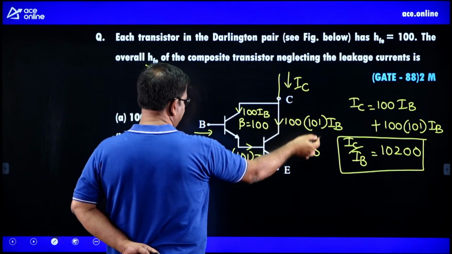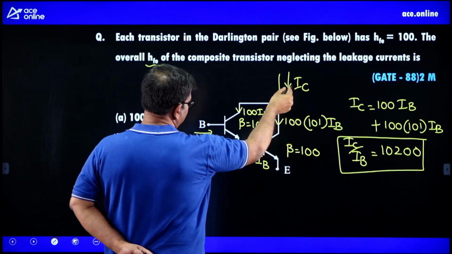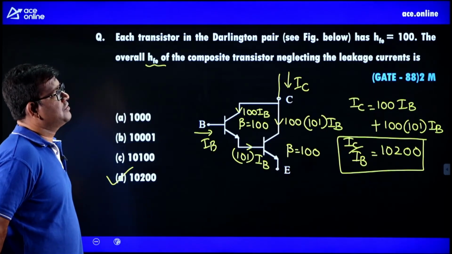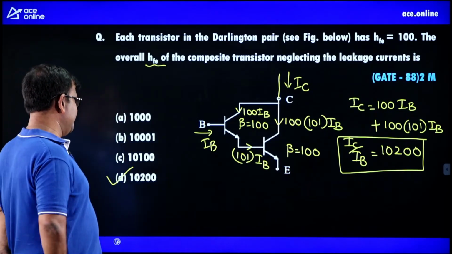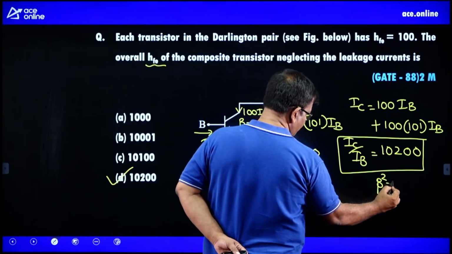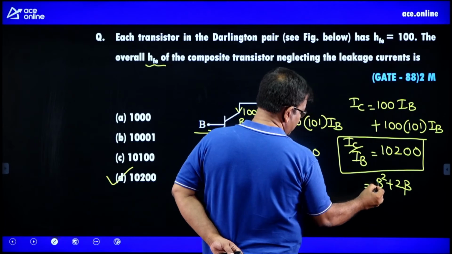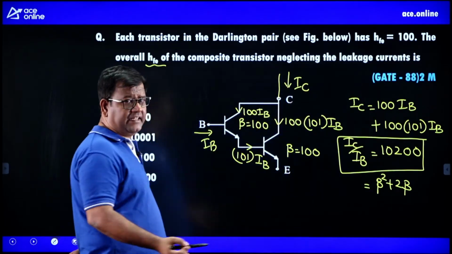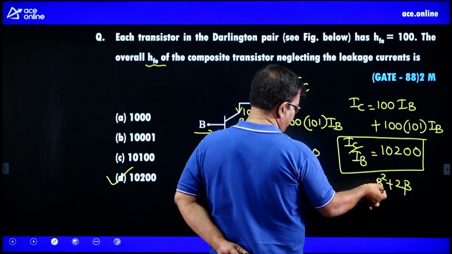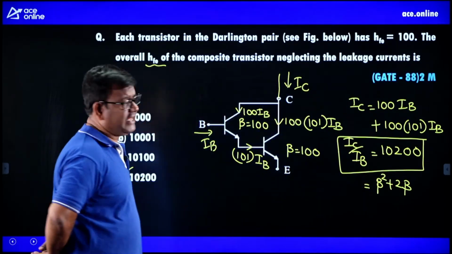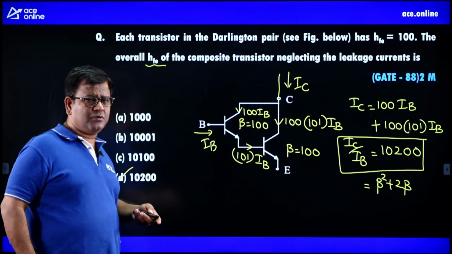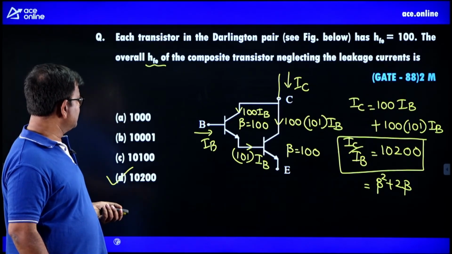This is beta into beta plus 1 times IB. So your IC is going to be beta IB plus beta into beta plus 1 IB. So it is beta square plus beta, and this is again a beta. So this is beta square plus 2 beta. So beta is 100. So 100 square is 10,000, and 100 into 2 is 200, so 10,000 plus 200 is 10,200. So that's the solution, right?